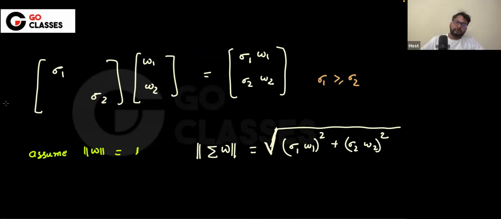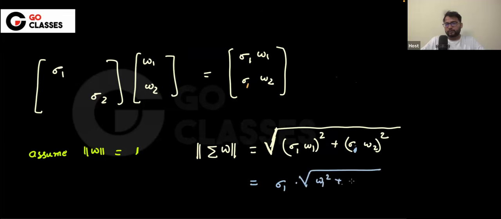Or in other words, suppose this is sigma 1 itself. Let's suppose both the singular values are the same. If this is sigma 1 itself, then in this case it will be sigma 1. Can you take the sigma 1 outside? If both are sigma 1, you can take sigma 1 outside, right? Into w1 square plus w2 square. What I mean to say is, it is sigma 1 into length of w. Basically, if both are sigma 1, it will be sigma 1 into length of w.